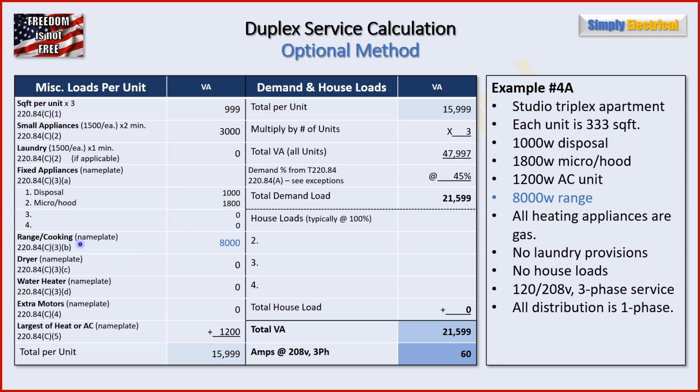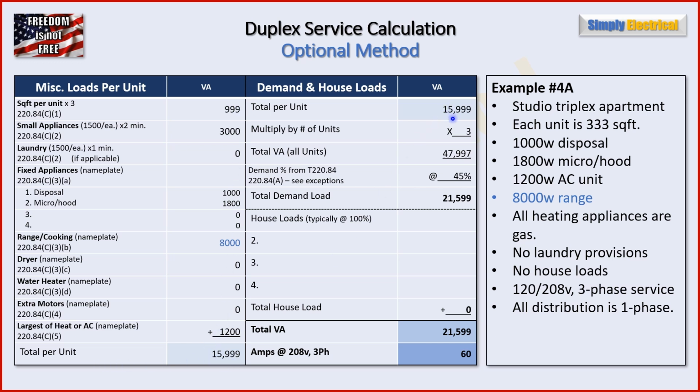Range cooking, we do have a range now because we're adding that. It's a fictitious imaginary range, but it's 8,000 VA. I'm going to add that in there. Don't have a dryer. No laundry at all. No water heater because it's gas. No extra motors. Now our heat is gas, but we do have AC. Remember, we have 1200 watt AC unit in each unit. So 1200 there. Add all these together, we get 15,999 VA per unit.